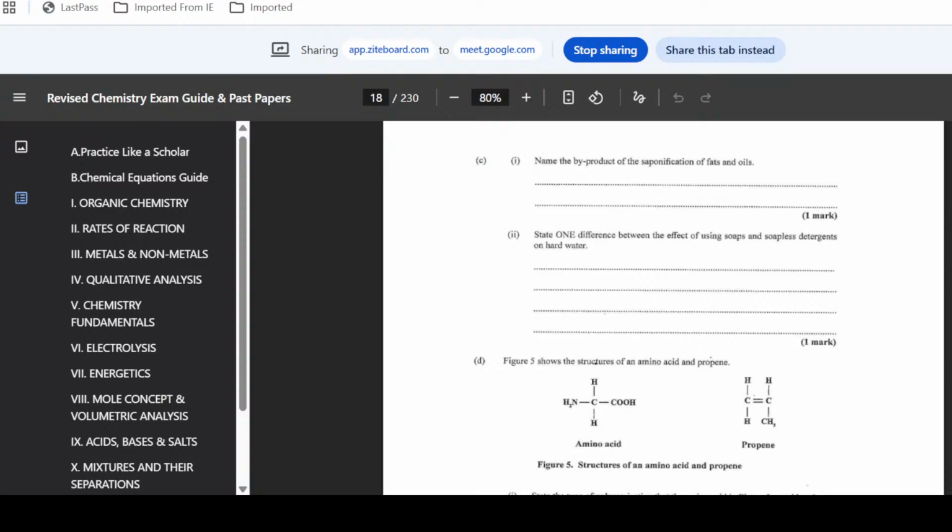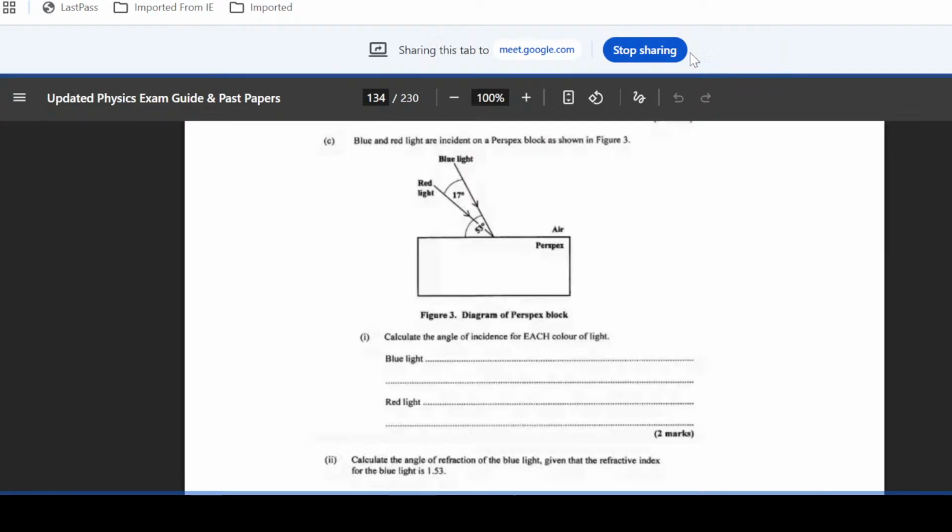All right, so this should make this one a bit clearer. Calculate the angle of incidence for the blue light. You see 17 degrees and you see 53 degrees on this. So might as well just draw it on this thing.